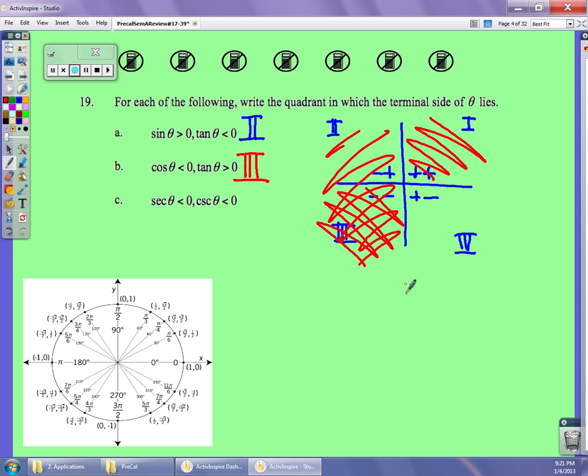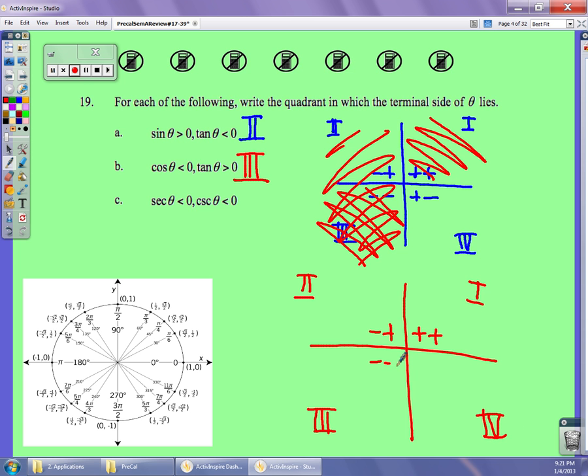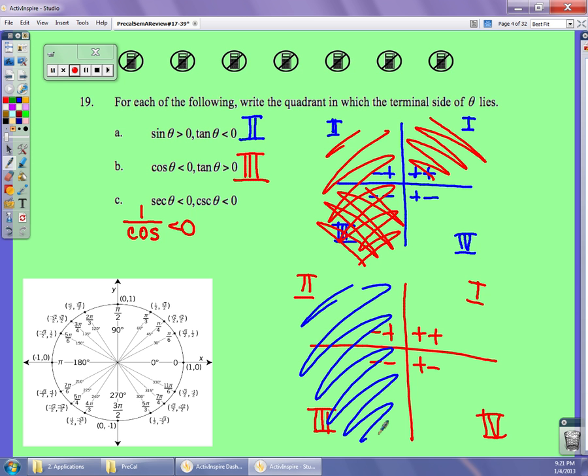In part C, we'll draw that one down here. I think you've got the idea now. It says secant is less than 0. Well, remember, secant is the reciprocal of cosine. So if secant is less than 0, then that means cosine must be less than 0. So where is cosine less than 0? Cosine is less than 0 since cosine is x on this side.